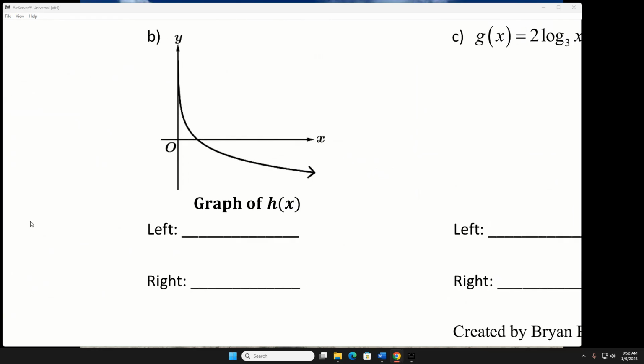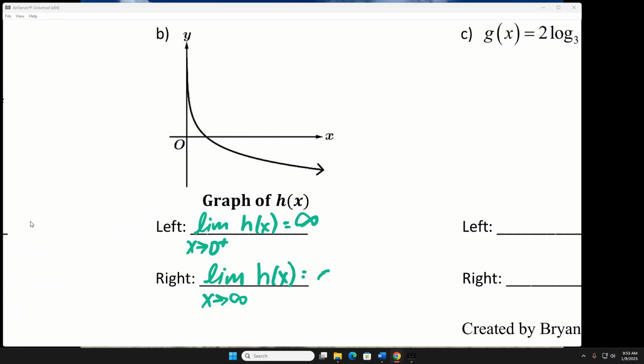All right, so let's do another one. The left side limit is going to be the limit as x approaches 0 from the right of h of x. All right, what do you guys think? Definitely positive infinity. Good. And then the right side limit, x is going to be approaching infinity, and the right arrow is pointing down. So that's negative infinity.